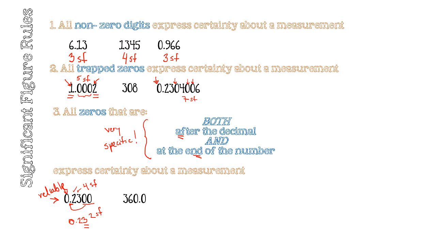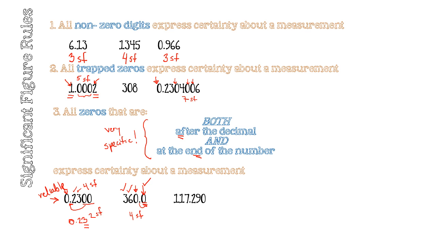360.0, right? So same deal. This guy is the magic 0, right? This guy's the one that is both after the decimal and at the end of the number. And so if he's significant because of rule 3, he's significant because of rule 1, that guy's got to be significant because of rule 2. He's trapped. Right? He's trapped between 2 significant numbers. So all 4 of these numbers are significant.